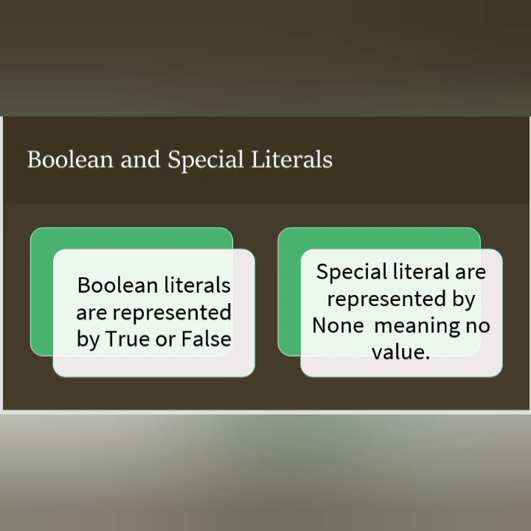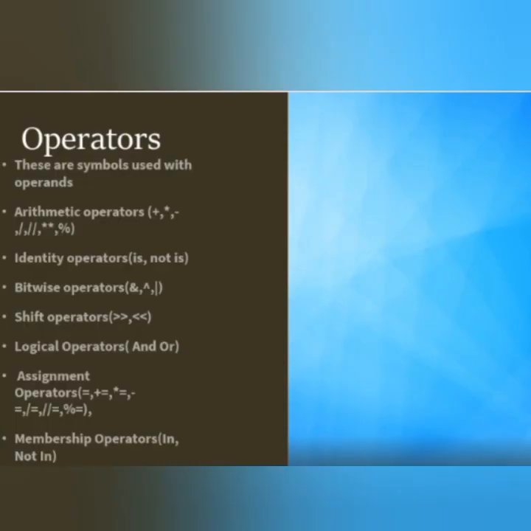After the literals category, now we are moving towards another category of the tokens. The another category is operators. Now operators are the symbols that are used with operands. Operands may be A, B, C, whatever. So we have got arithmetic operators which are represented by multiply, plus, divide. There are two division symbols which you can see, one slash and a double slash. What is the meaning of these? We'll come to know later.